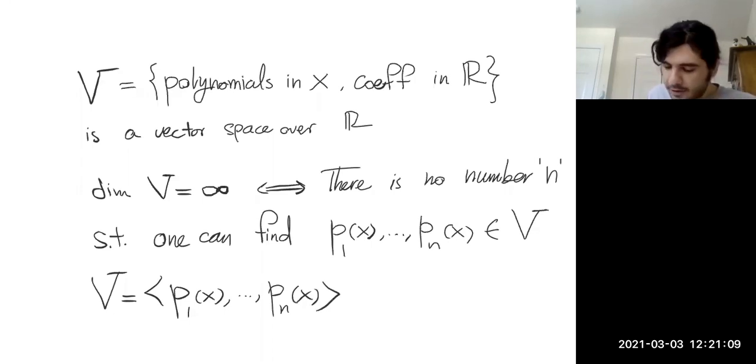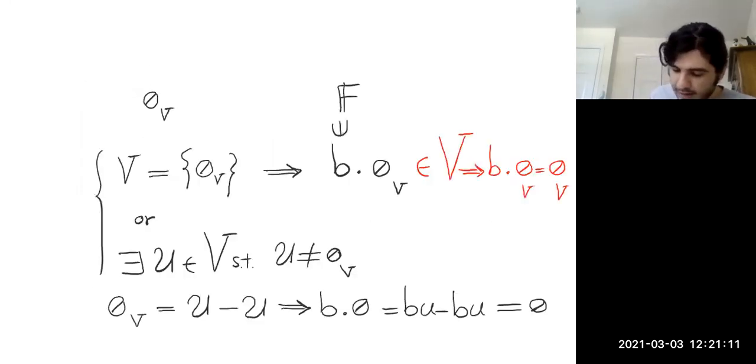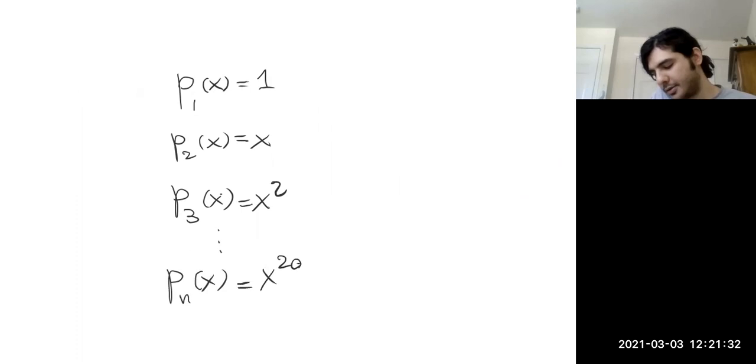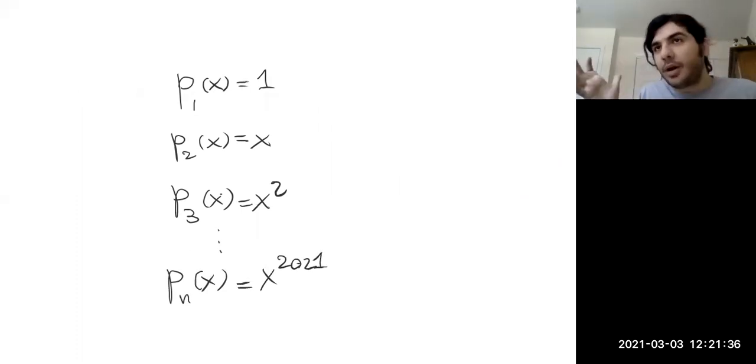Why is that? It doesn't matter how you choose these polynomials. For example, you can take p1 of x to be 1, you can take p2 of x to be x, you can take p3 of x to be x squared. You can take anything you want. But if you have finitely many polynomials, you can take, I don't know, x to the 2021. It doesn't matter how many polynomials you take, as long as you take finitely many.